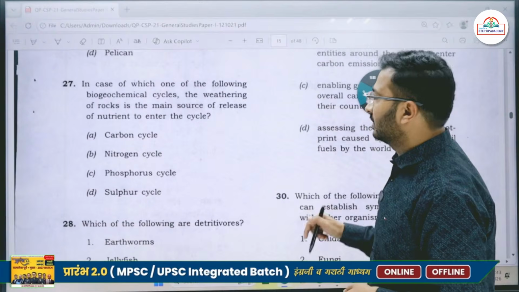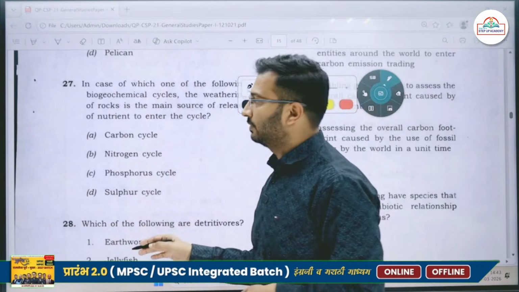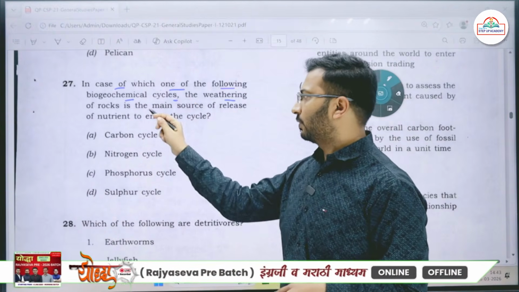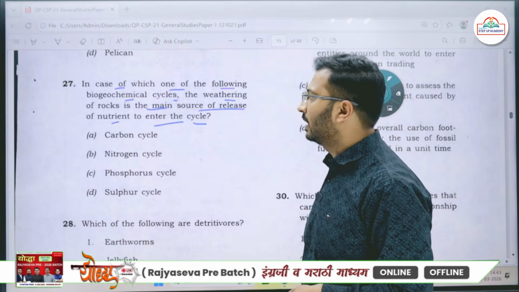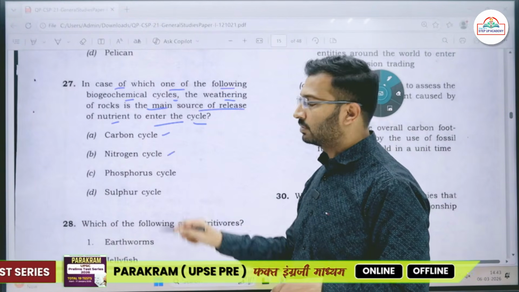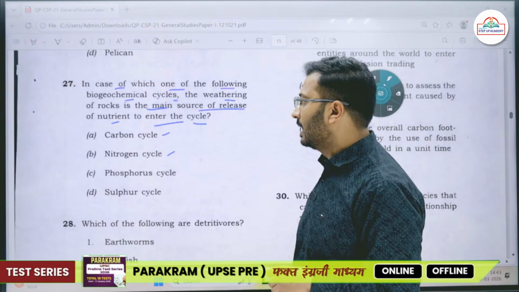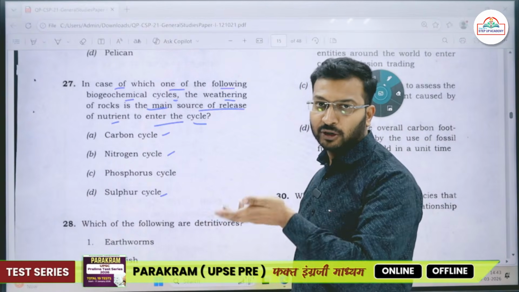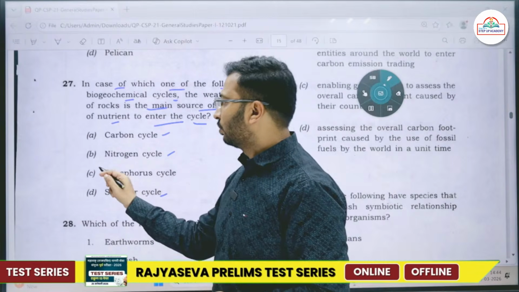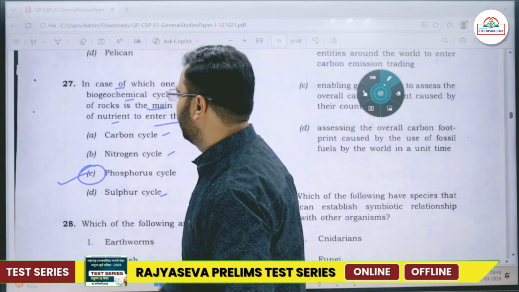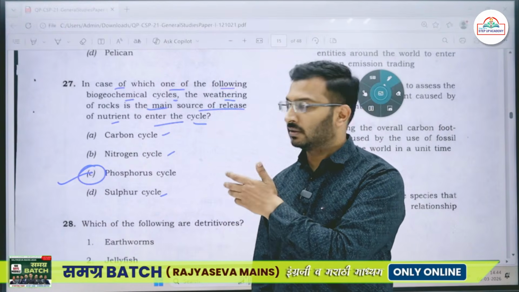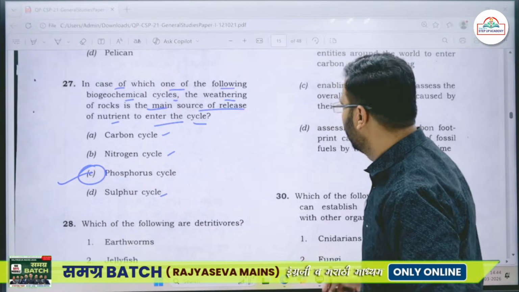Okay, then next we see this static stuff, which you should be thoroughly aware of. In case of which one of the following biogeochemical cycles is the weathering of rocks the main source of release of nutrients to enter the cycle? We have the carbon cycle, which is atmospheric. We have the nitrogen cycle, also atmospheric. Then the sulfur cycle, from volcanoes and sulfuric gases, where hydrogen sulfide and others are emitted. The only one remaining, from the rocks, is the phosphorus cycle. This you should be aware of. And it is given in any environment book you read, okay.